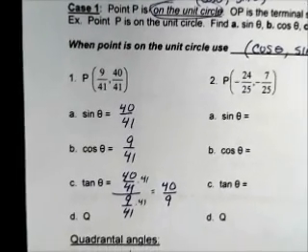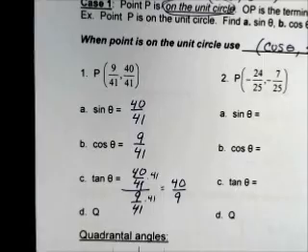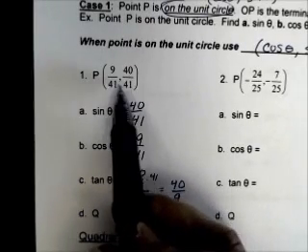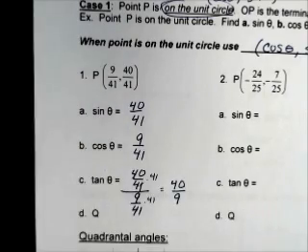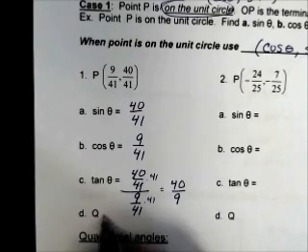What quadrant is point P in? Well, both values are positive, right? Positive cosine value, positive x value, positive y value. That would be quadrant 1.